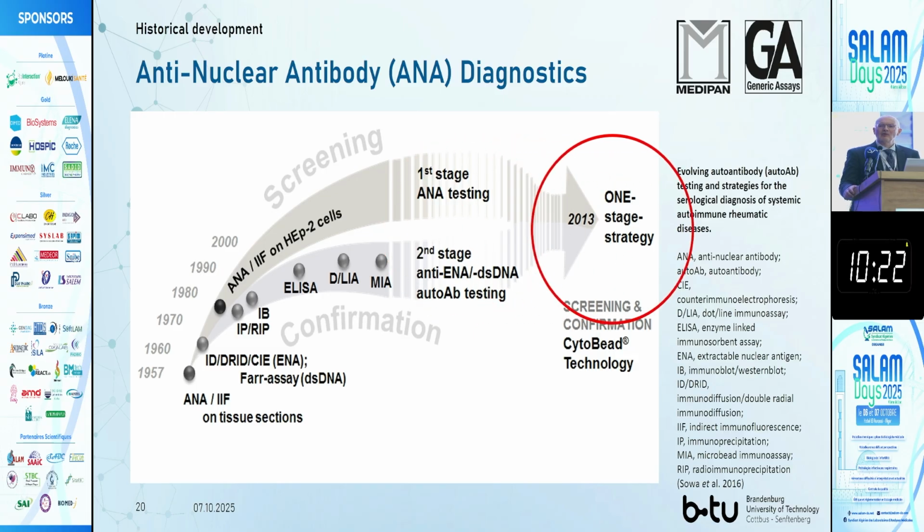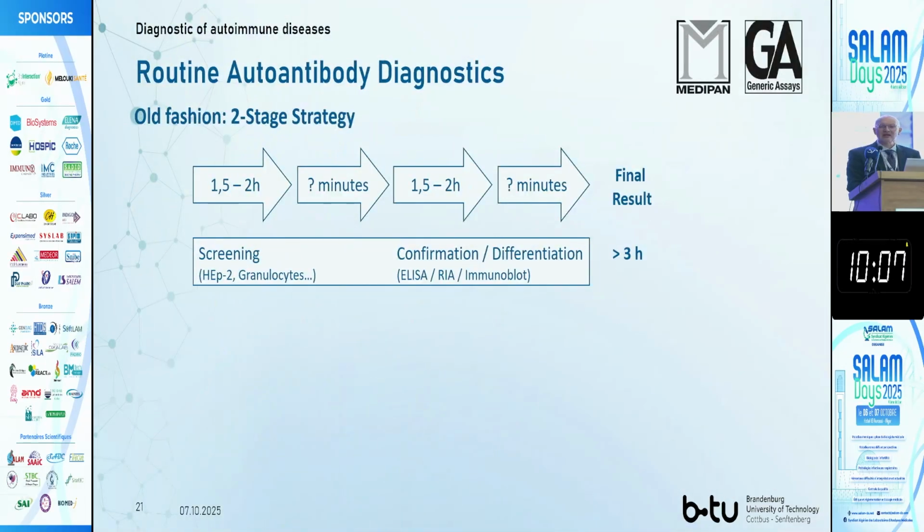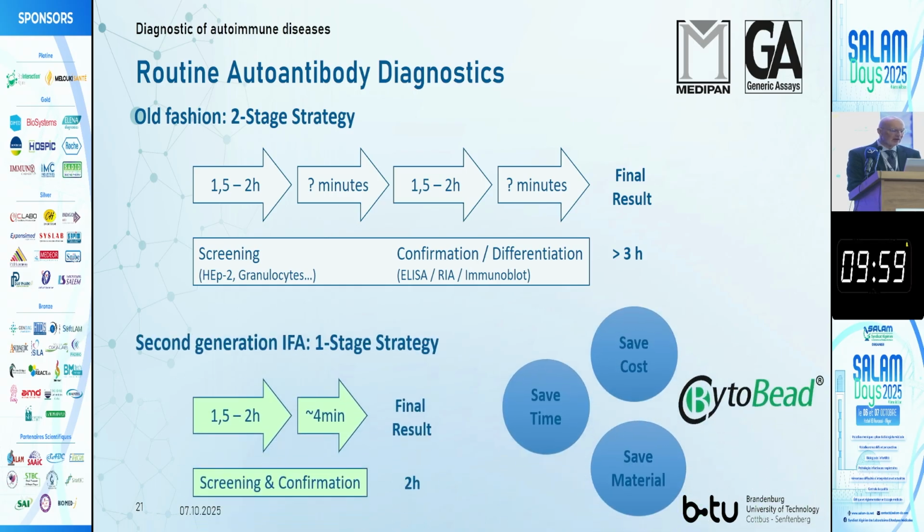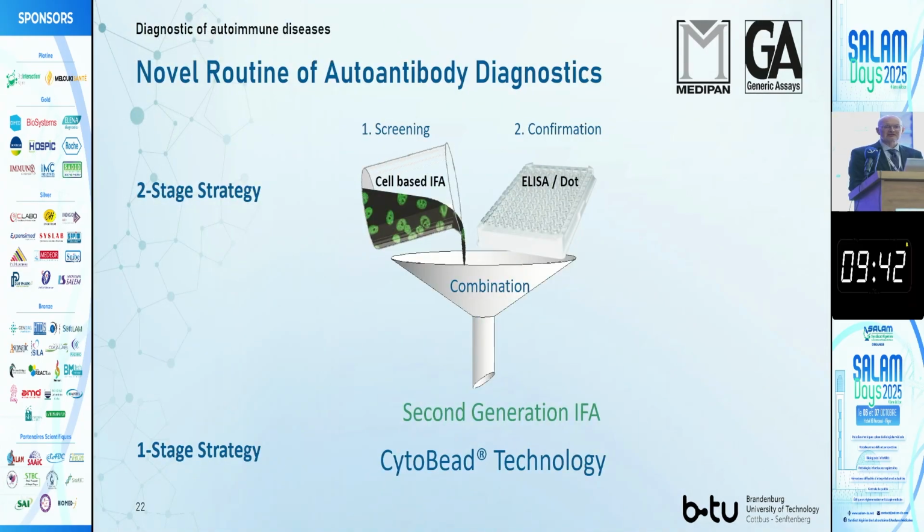What we did was to think about the possibility to facilitate this approach and to turn a two-tier approach into just one step. And that has been the development of the cytobead technology. So instead of having this two-tier approach requiring more than 3 hours, what we suggest is to combine everything into a one-stage strategy. And by doing so, we can save time, costs, and material. We call that the Cyto-B technology.